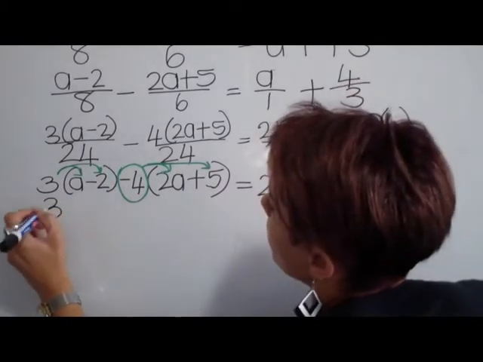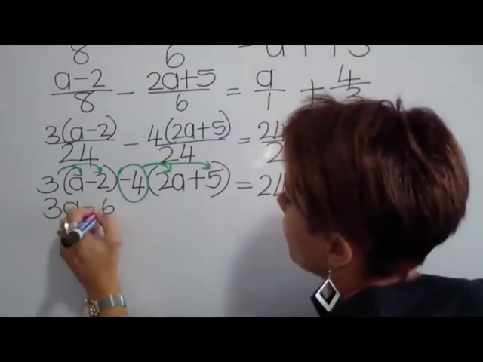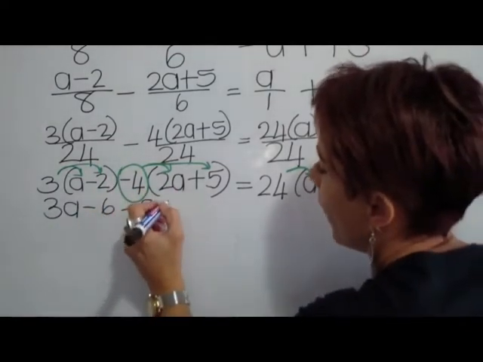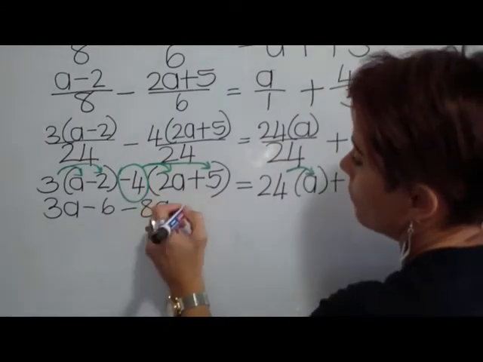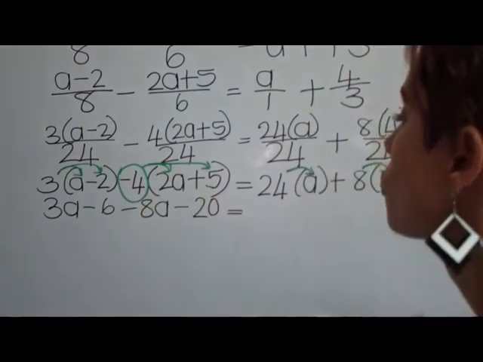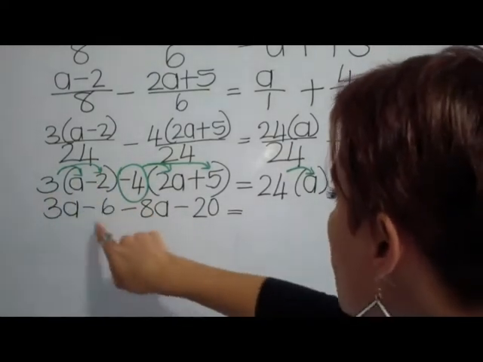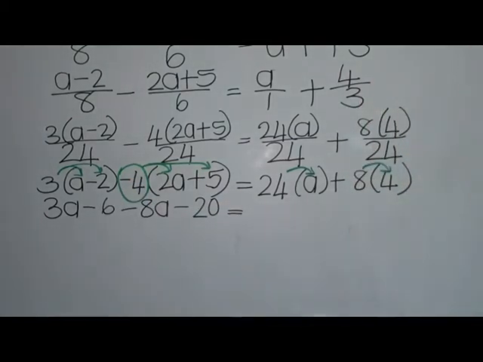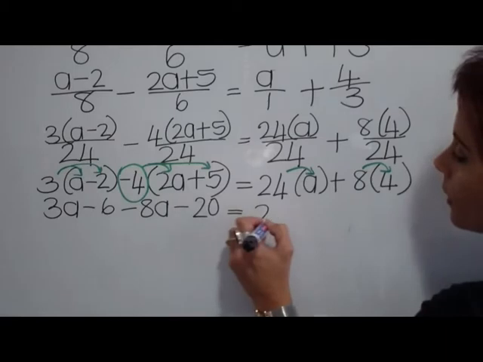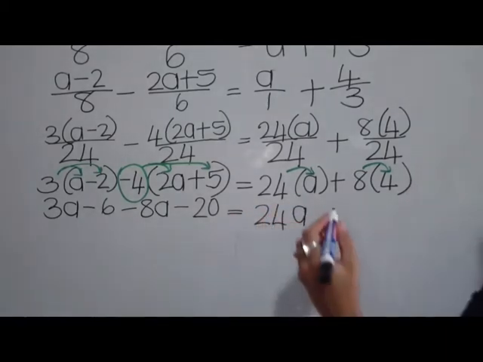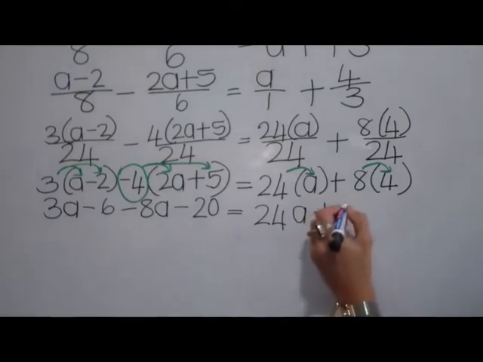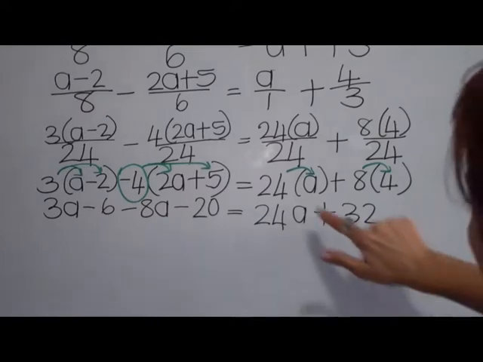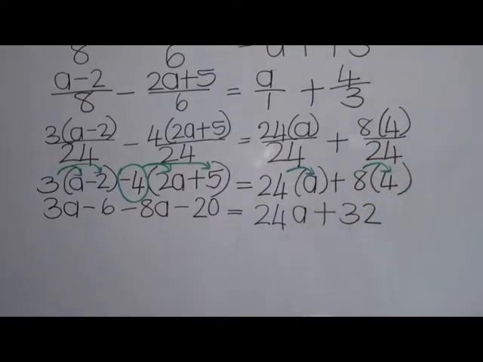Great. 3 maal A, dit is 'n 3A, 3 maal -2 is -6, -4 times 2 is -8A, -4 times +5 is -20. Okay, let's quickly sort of check the one side. 3A minus 6, -8A en -20. Beautiful. Nou kyk ons gaan aan die ander kant. 24 maal A is 24A en 8 maal 4, 32. Careful guys, this is 32, not 36. Okay, and we just double check. This side too. Yes, ons het mooi gemaak.